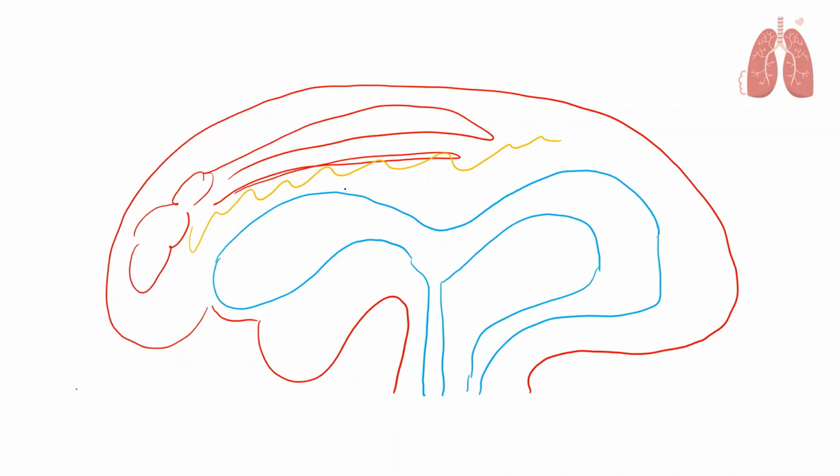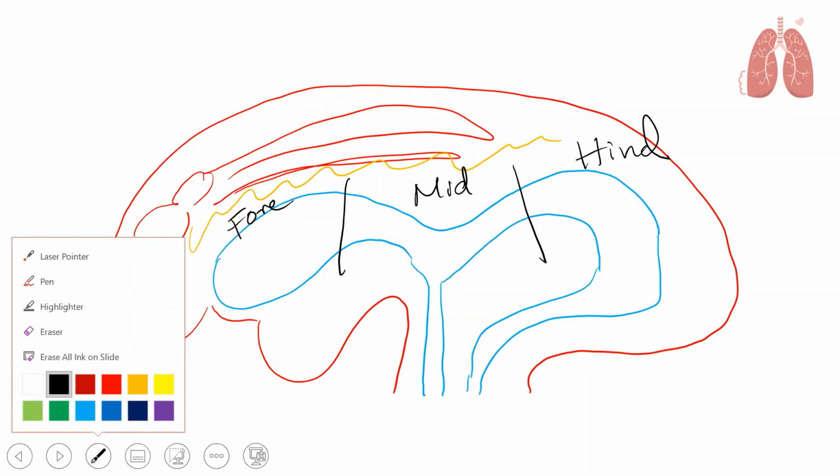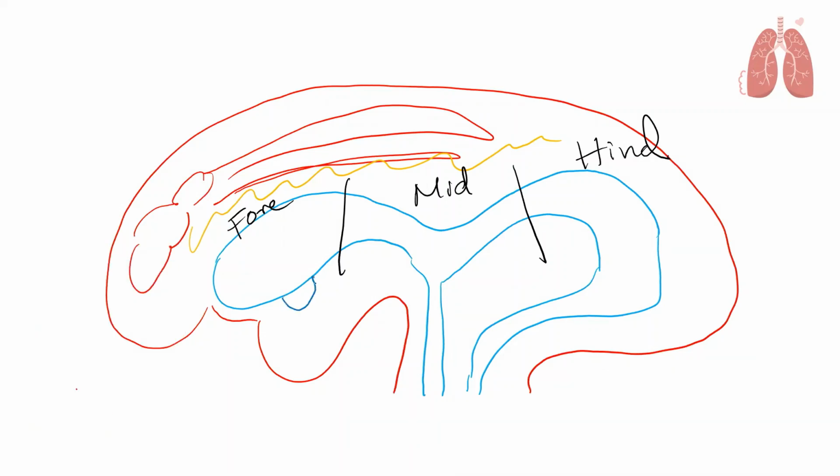This gut tube is divided into three parts: the foregut, the midgut, and the hindgut. So from the foregut, at 4th week of intrauterine life, you have a small bud appearing in the ventral aspect. Ventral means towards the abdomen side, right? To the front of the body. So you have this lung bud.